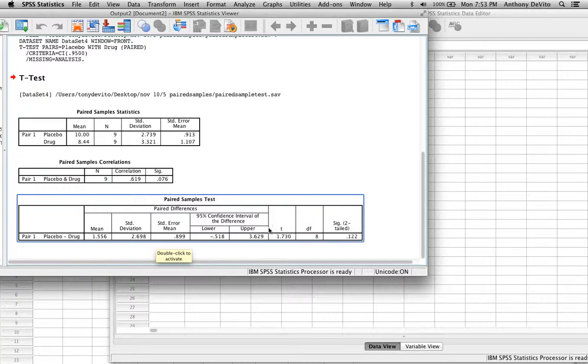For a sample size of 9, is 1.73 a big enough t-score for you to reject the null hypothesis? No, right? It's not even good enough for a z-test, right? So we fail to reject the null hypothesis in this case.